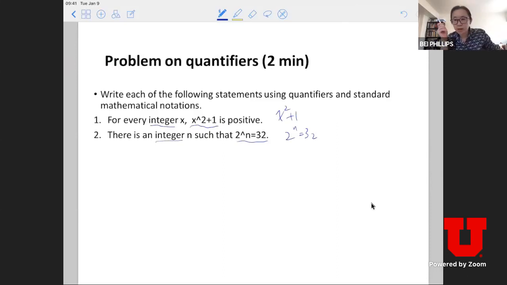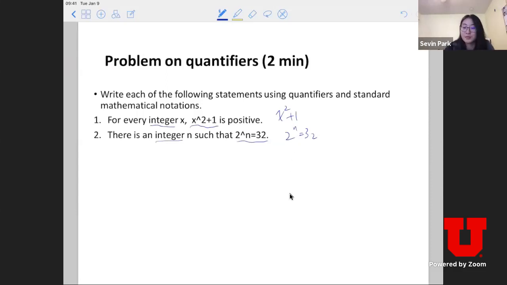Okay, so do we have a volunteer to tell me the expression for the first question? You can type or you can raise your hand, and then you can unmute yourself. All right, let me unmute you.